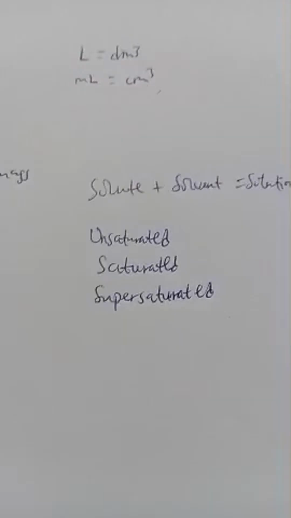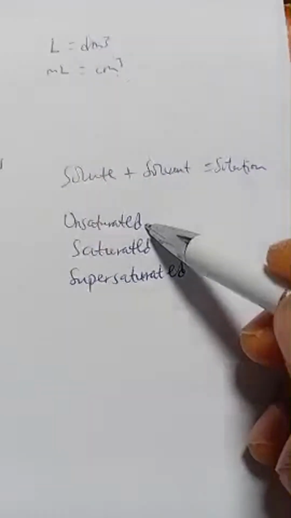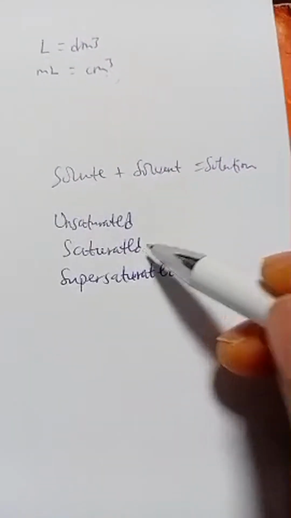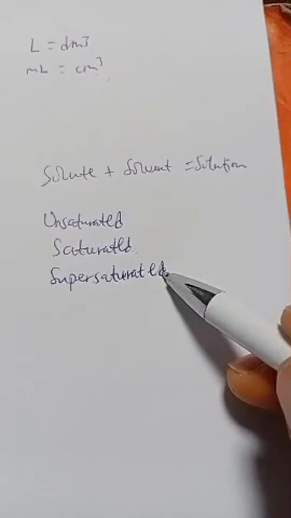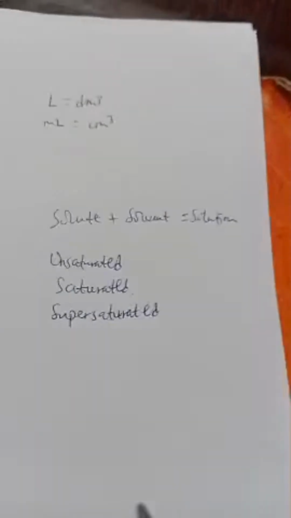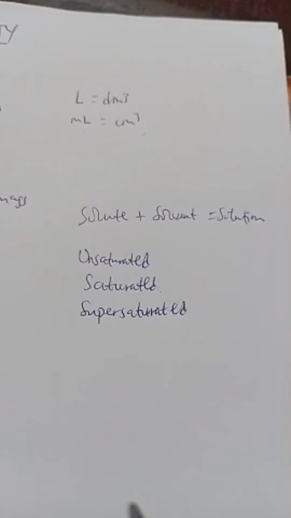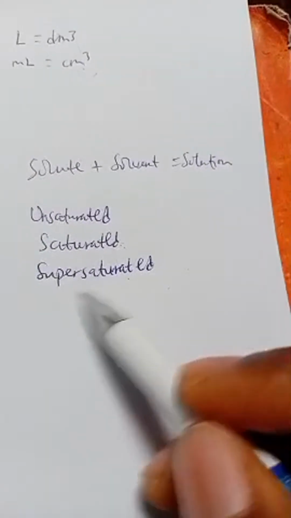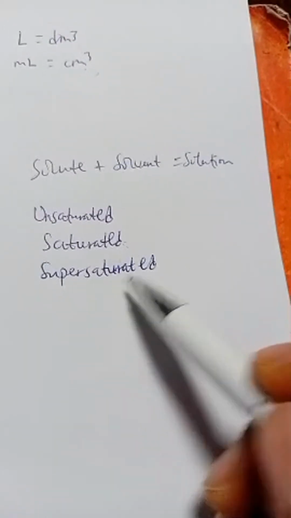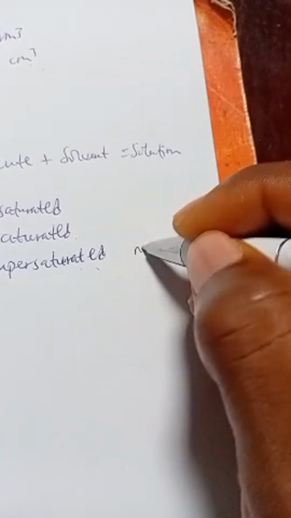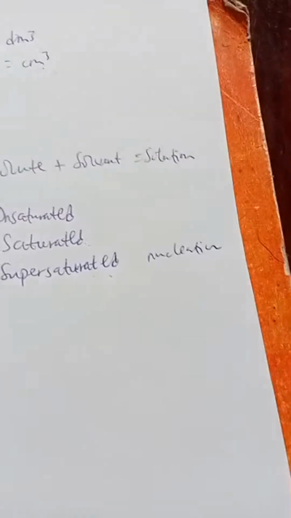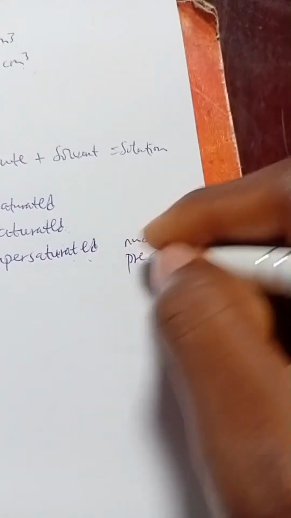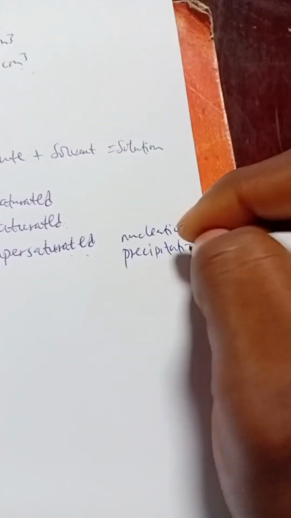For an unsaturated solution, you can still dissolve more solute. But for a saturated solution, the solution cannot dissolve any more solute. A supersaturated solution is very, very unstable. If you stir the mixture or shake it a bit, centers of nucleation can be formed, and this is going to cause precipitation. So take note of that.